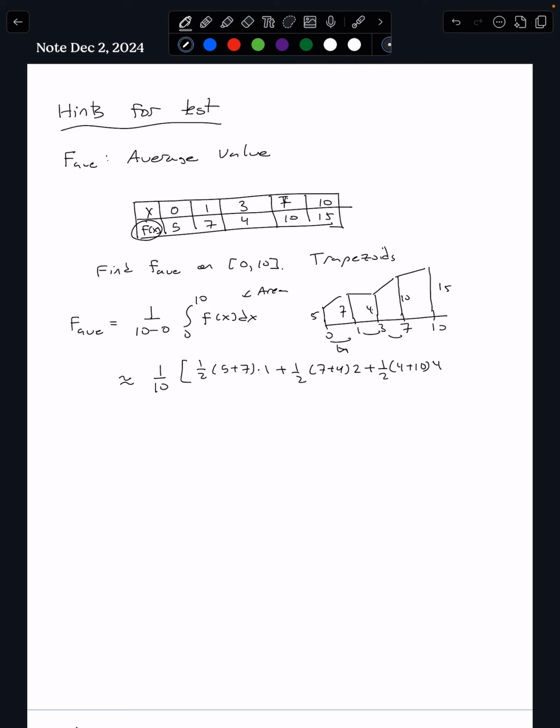Remember, they're not all going to be different heights. Plus 1/2 the sum of the bases, 10 plus 15. And the height here is 3. And that's it. Do not simplify, just leave it alone.